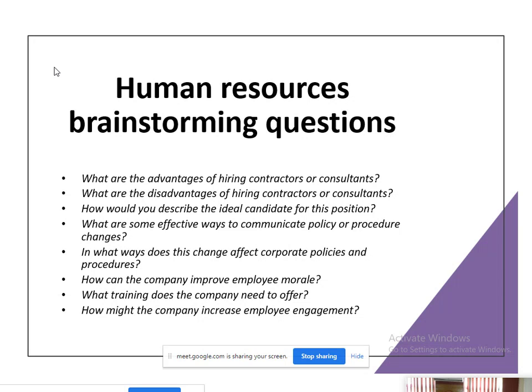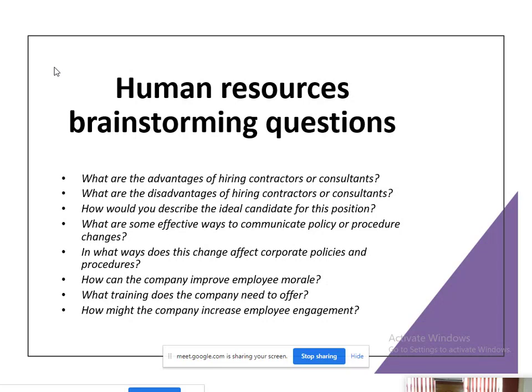So that procedure will change our procedure, and in what way this will affect us and how we will cope with this. There should be a plan. The next point, how can the company improve employee morale? Next point is, what training does the company need to offer?